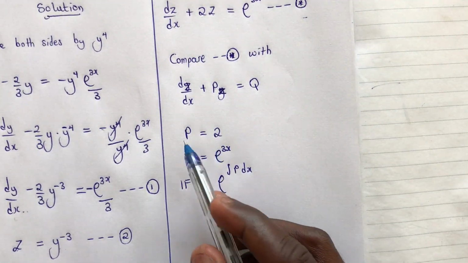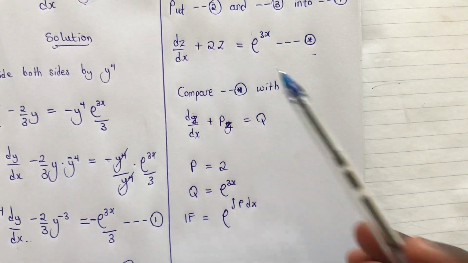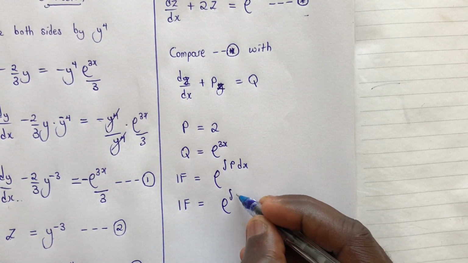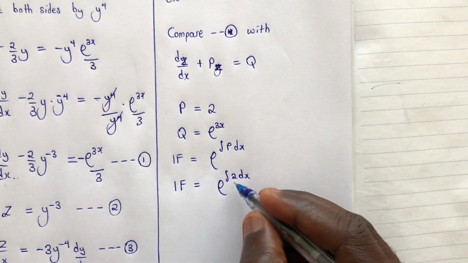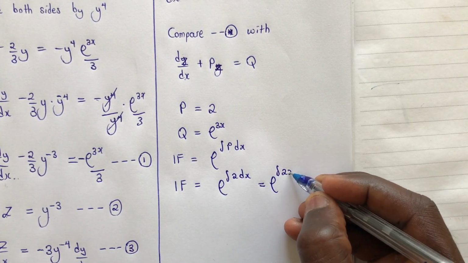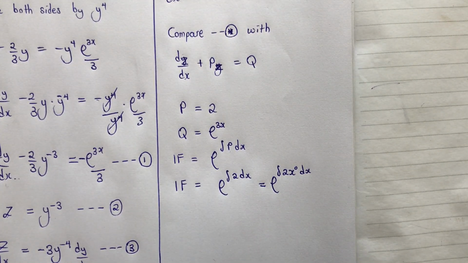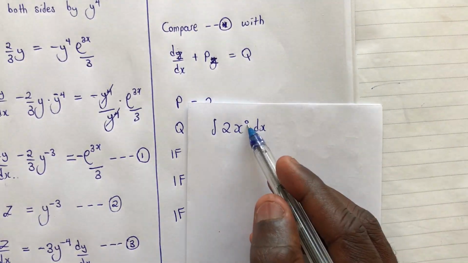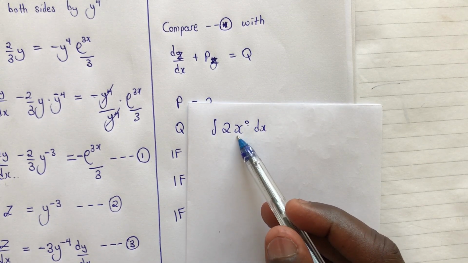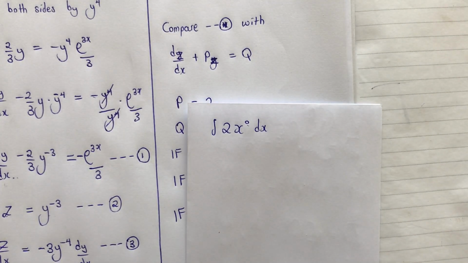To find it, we substitute the function P. We were so lucky that the function P is just the number 2. So now we put it here. IF equals e to the integral of 2 dx. Now this that you are seeing is the same as e to the integral of 2x^0 dx, so that when I integrate, you will not get confused. So now the integral of 2x to exponent 0, note that x to exponent 0 is the same as 1. 1 times 2 is the same as 2. So when I put it in this form, it will be easy for some of you to understand.